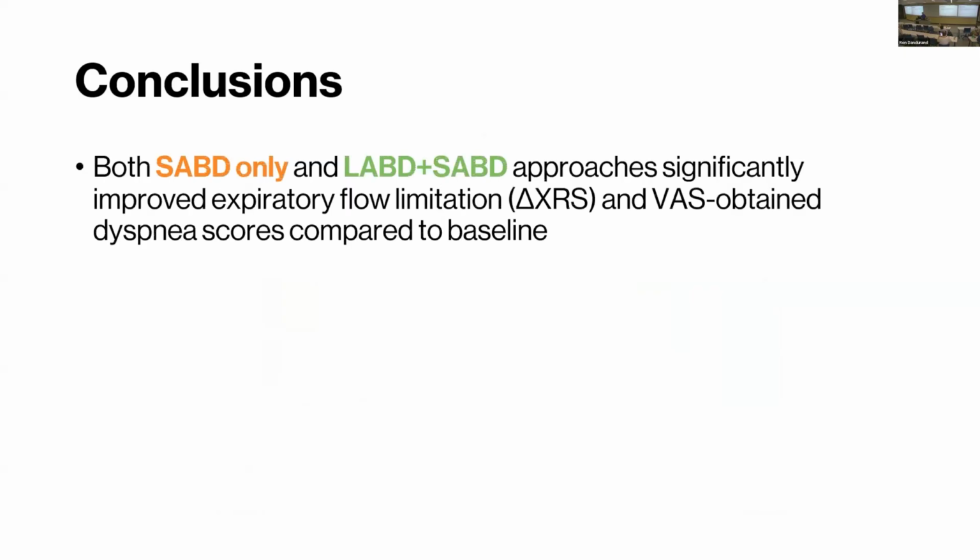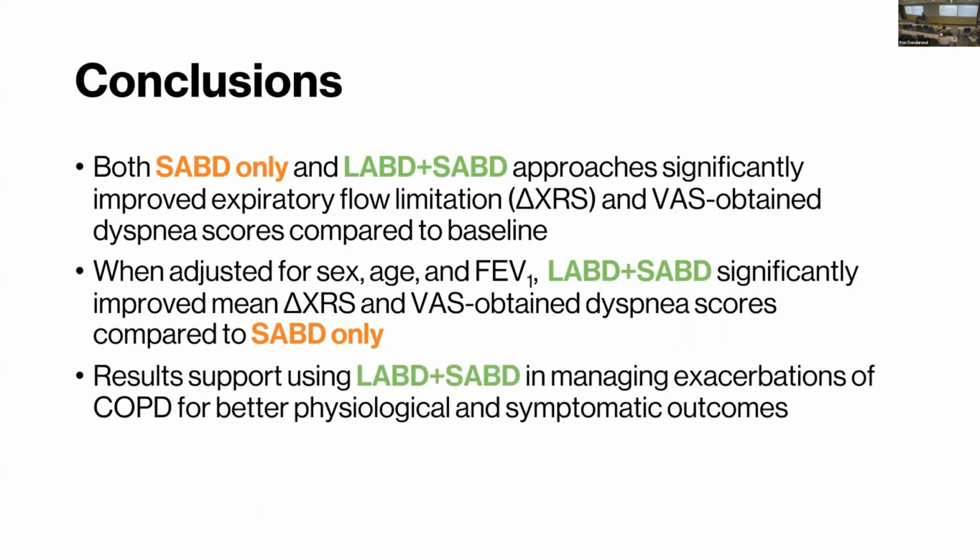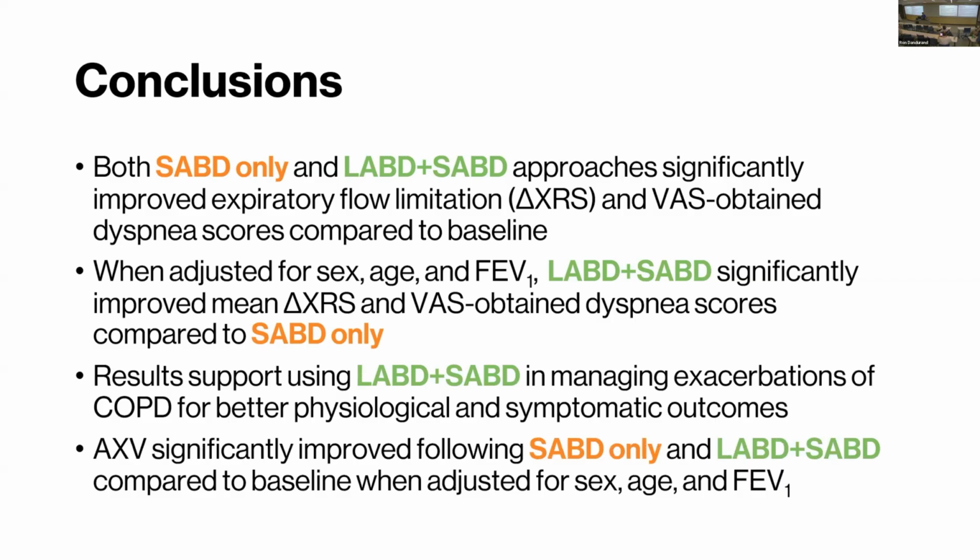So in conclusion, both short-acting bronchodilators alone and long-acting bronchodilators plus their short-acting bronchodilators significantly improved expiratory flow limitation markers and visual analog scale dyspnea scores compared to baseline. When adjusted for sex, age, and FEV1, taking both inhalers significantly improved expiratory flow limitation and dyspnea scores compared to short-acting bronchodilators alone. So our results support using both inhalers in managing exacerbations of COPD for better physiological and symptomatic outcomes. And I just wanted to repeat again that our AXV values only improved having adjusted for age, sex, and FEV1.